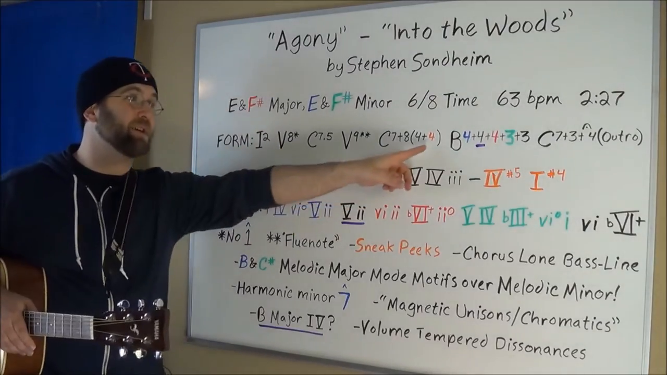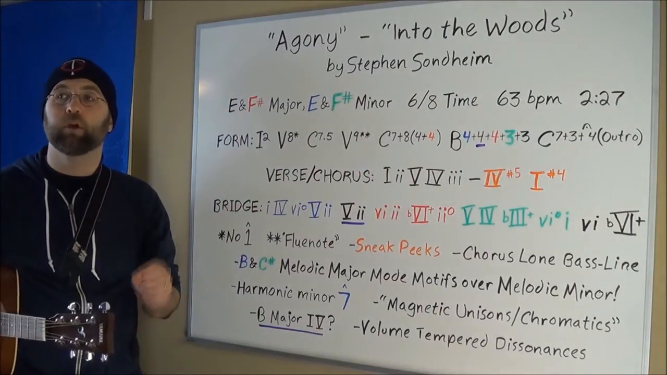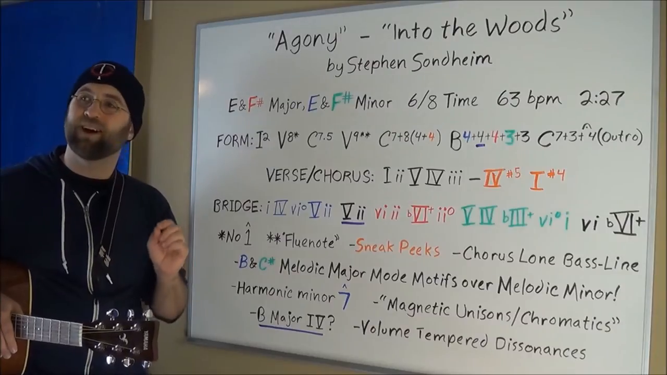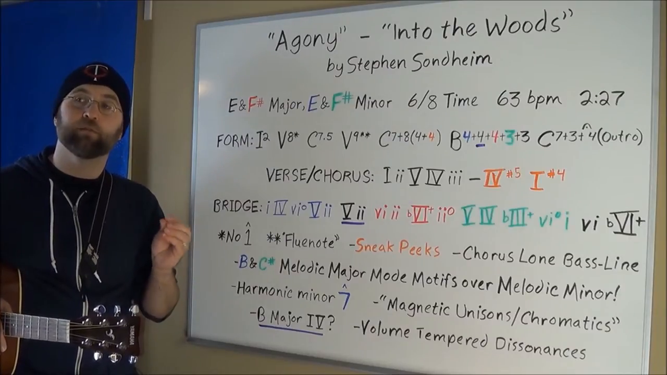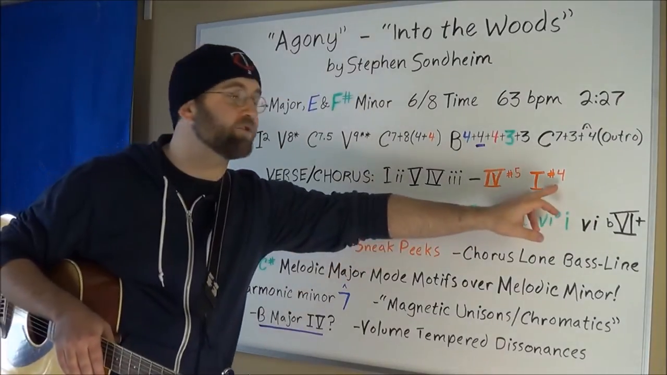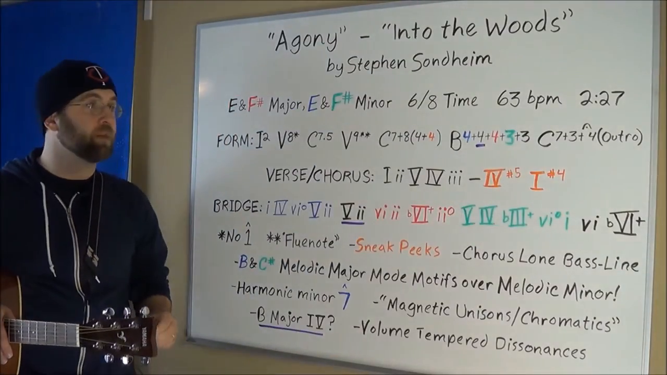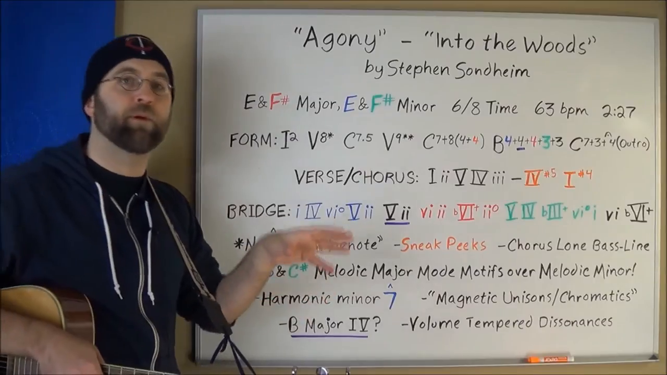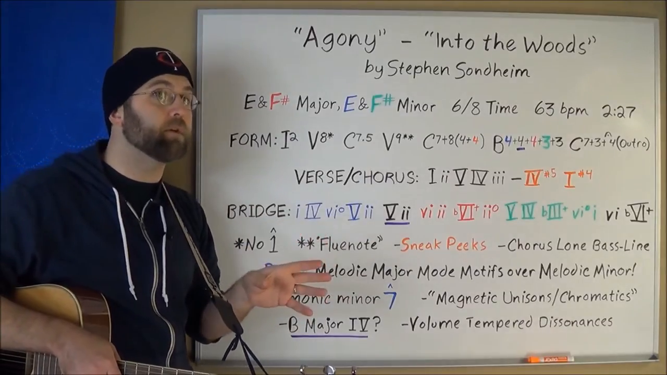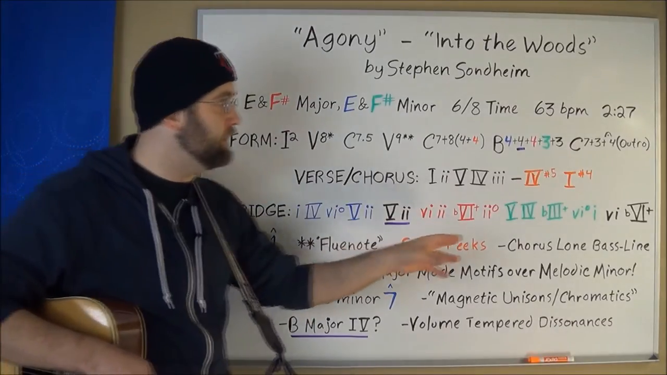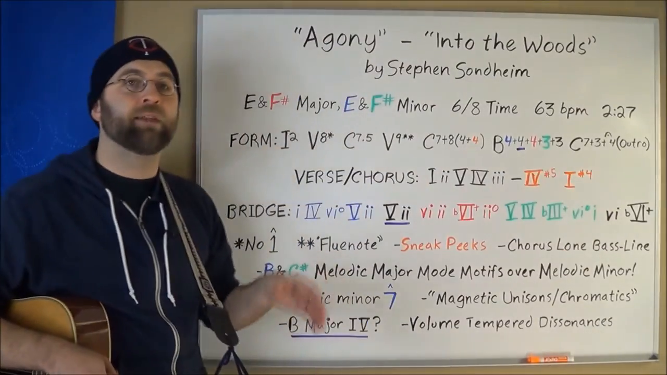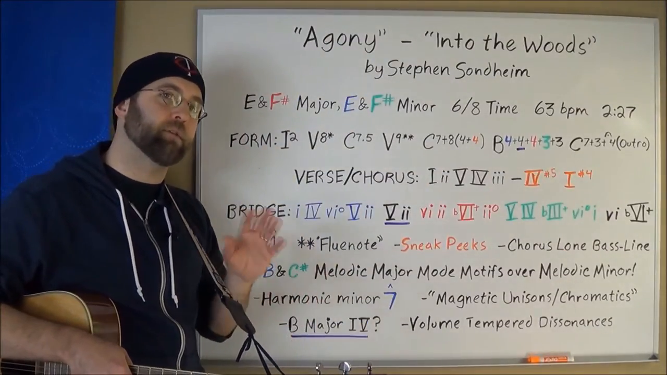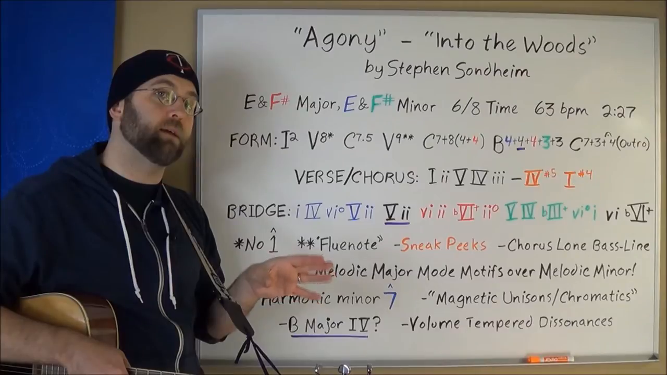That is until here, right before the bridge, when Mr. Sondheim sprinkles in an augmented sharp fifth in the four chord, and then a Lydian sharp four into the one chord. And it's very worth pointing out that these two new sharps here, which are E sharp and A sharp, are the next two sharps in the circle of fifths beyond the key of E major.